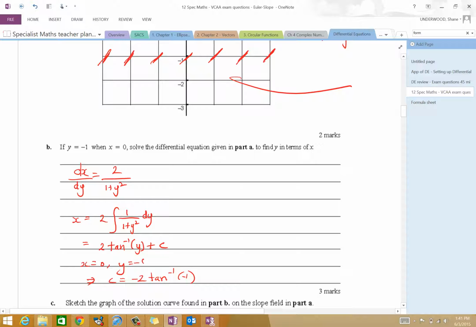Now, what we're going to say then is that, therefore, I'm going to just skip a step because I got to work that out in my head to be pi on 2, is that right? C's pi on 2? Yeah. Good. All right, so what we can say is x is equal to 2 inverse tan of y plus pi on 2. What was that for?